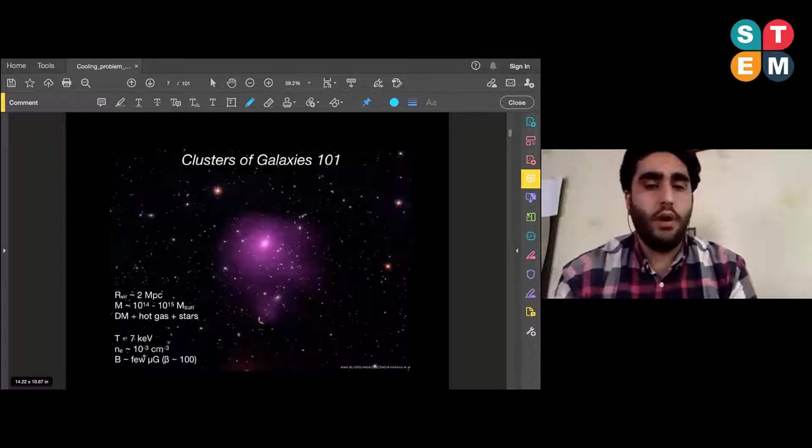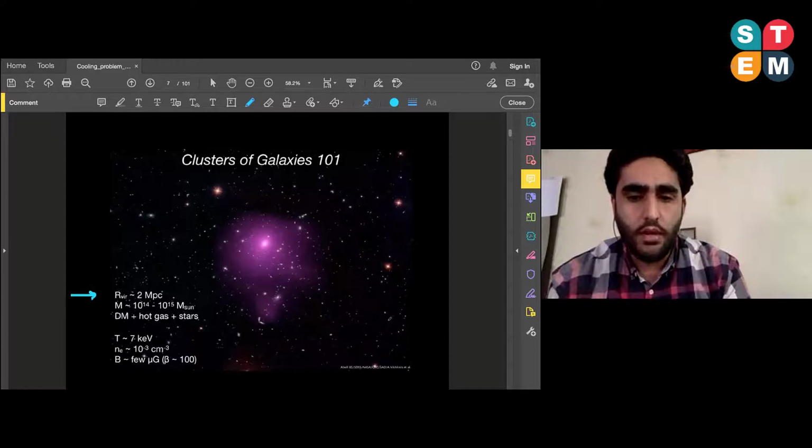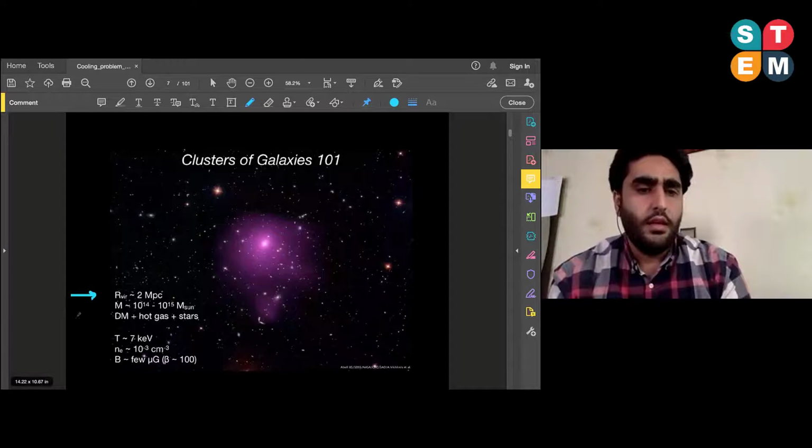To have a sense of the size, the mass, and the typical temperature of a cluster of galaxies, I have brought this beautiful image for you. The typical range of the radius in clusters is of the order of a megaparsec. This image is of Abell 85. The mass is between 10 to the power 14 and 10 to the power 15 solar masses. The mass includes dark matter, hot gas, and stars.